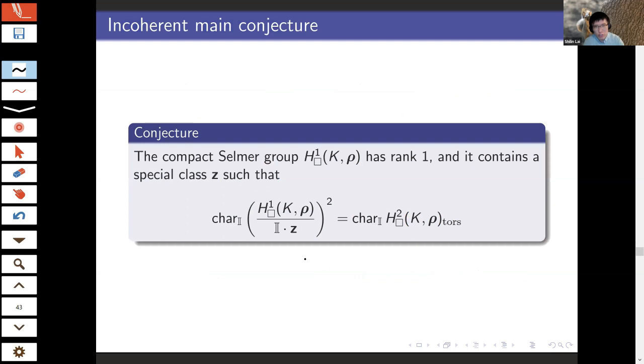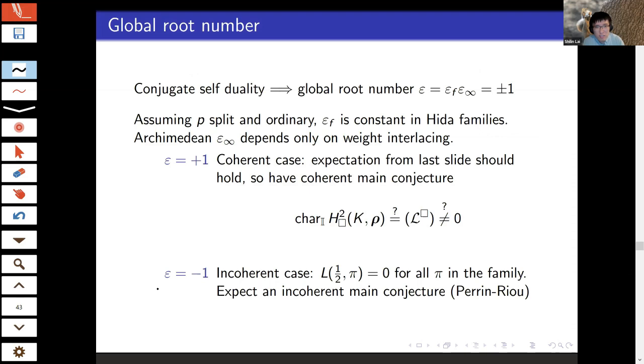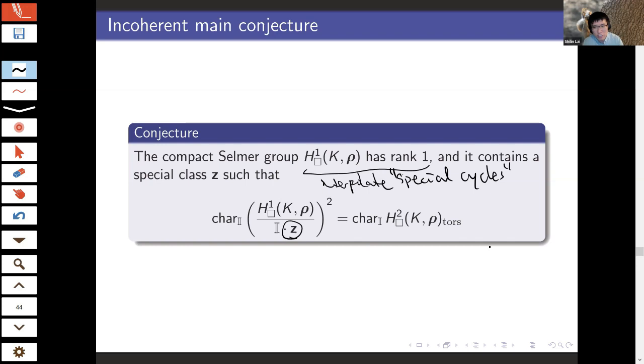This is the incoherent main conjecture, that the compact Selmer group has rank 1, because this should interpolate special cycles. And this will be the Heegner points. Francesc talked about that in his mini course last week. It is a special case of an elliptic curve where this would just be the Heegner point. So we have a coherent case and an incoherent case. In the coherent case, we have the normal main conjecture. In the incoherent case, we have this slightly more unusual looking main conjecture, which is still quite normal.